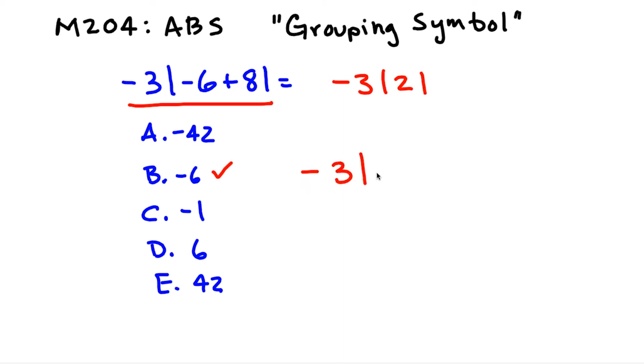Negative 3 times the absolute value of negative 6 plus 8. Students take the positive value of everything before doing the operation, before doing PEMDAS, and do 6 plus 8 is 14. Negative 3 times 14 is negative 42. The sucker answer to this is A. Let's do another one of those to highlight.